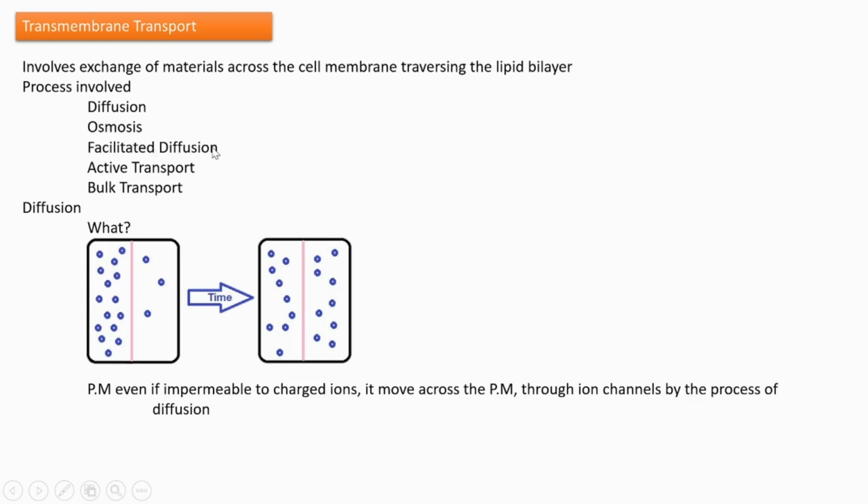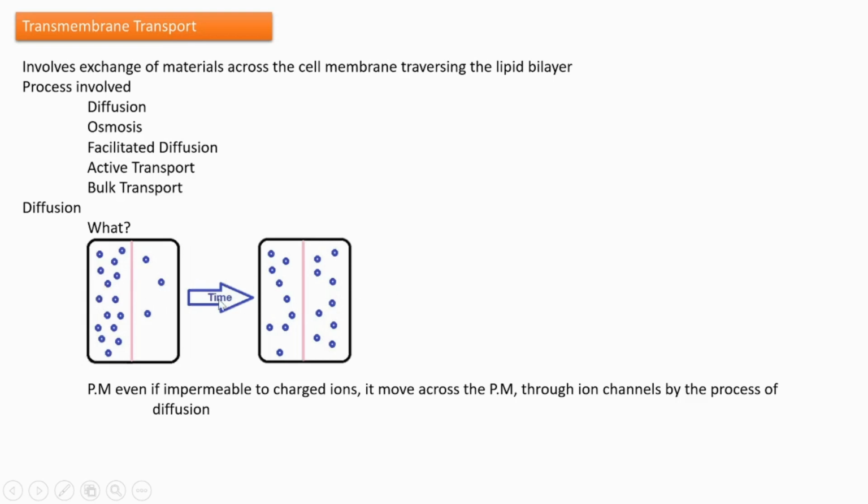Which one are we going to learn now? First one is diffusion. Diffusion is very simple. I think almost all of you know what diffusion is, still I am explaining it. Diffusion. What is diffusion? It is a movement of substances from the region of higher concentration to a region of lower concentration.